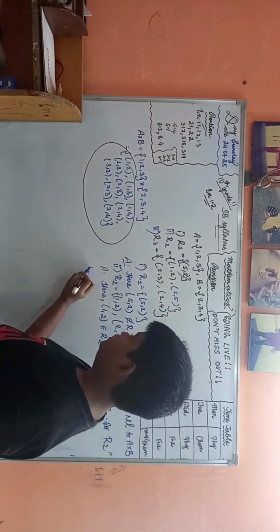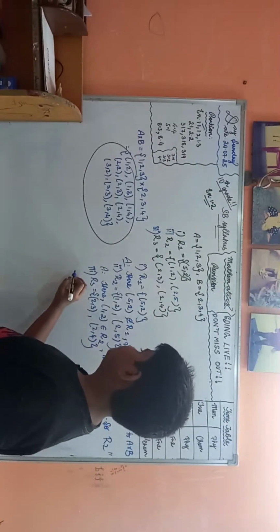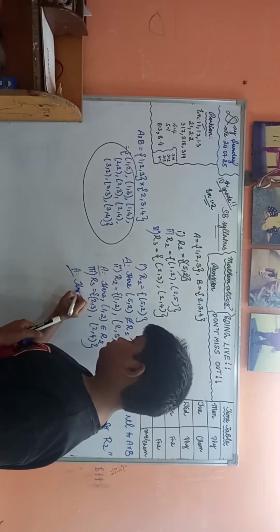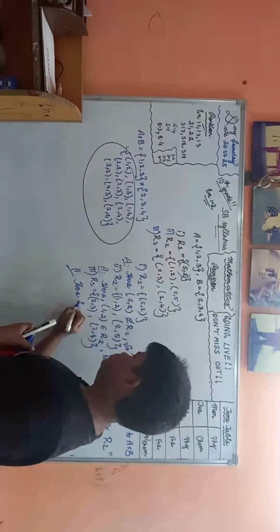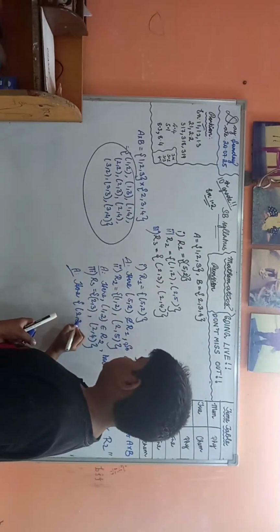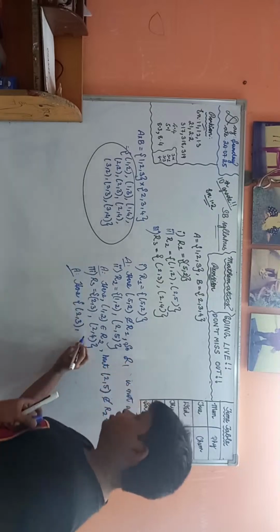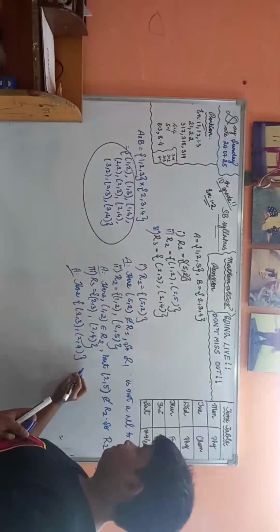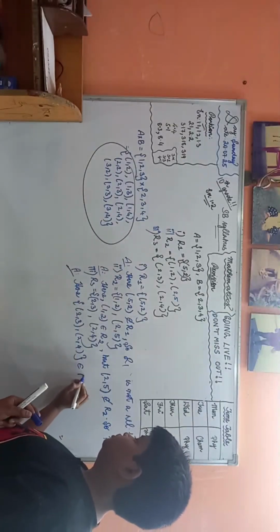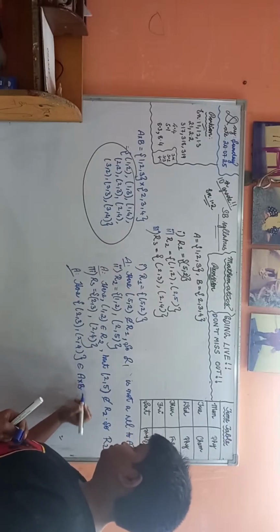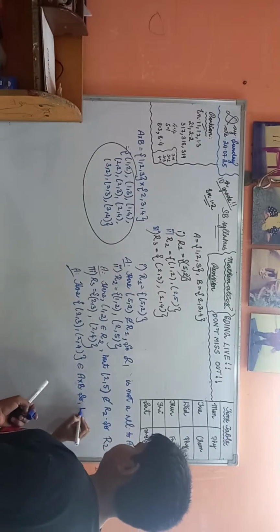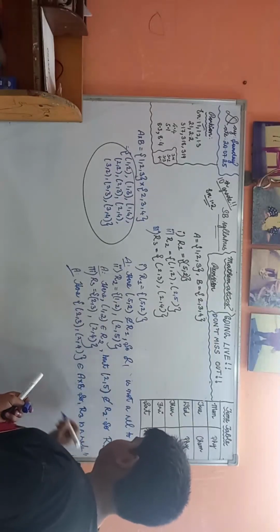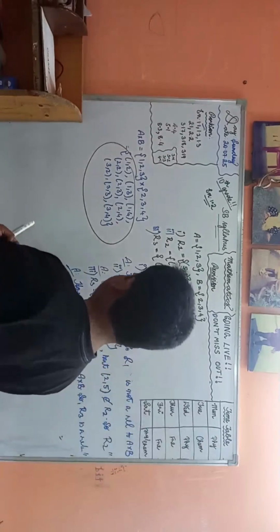So the third one would be R3, with 2 comma 4. So what will be the answer for this? So here, (2, 3) is present there and (2, 4) is also present there. So here (2, 3) belongs to A into B. So R3 is a relation to A into B.